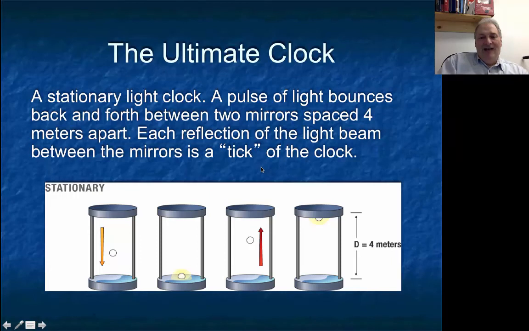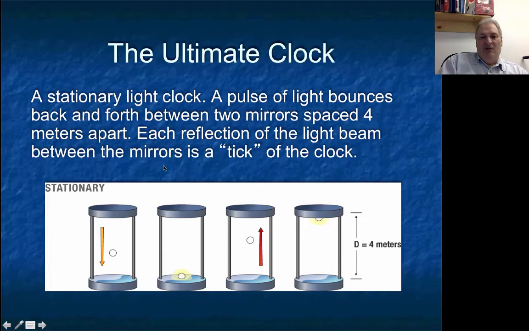We talked about light clocks when we were talking about relativity. That is a clock that is, it's a thought clock really, it's not a real one, where you have a pulse of light bouncing back and forth between a pair of mirrors. And let's say the mirrors are 4 meters apart. Each time the light is reflected off a mirror is a tick of the clock. And that's the way it behaves when it's stationary.